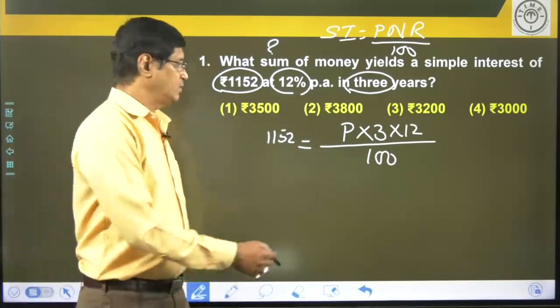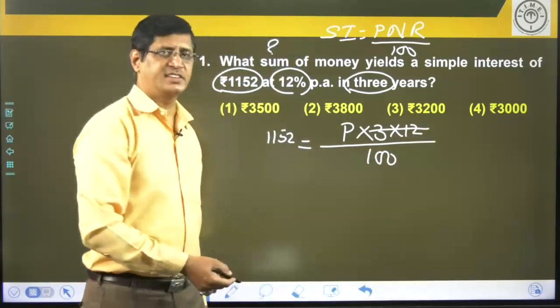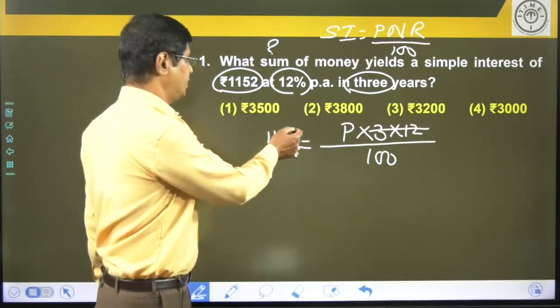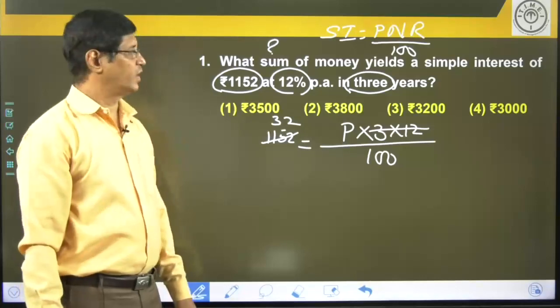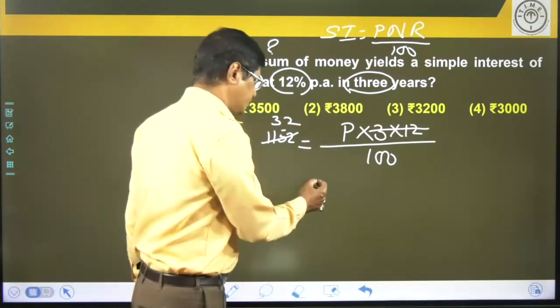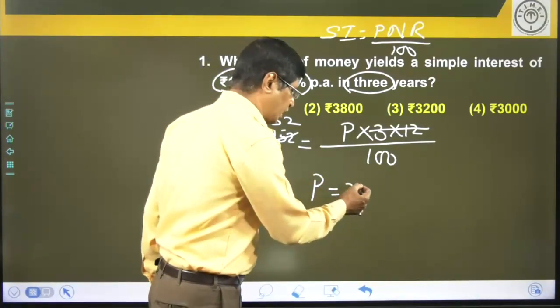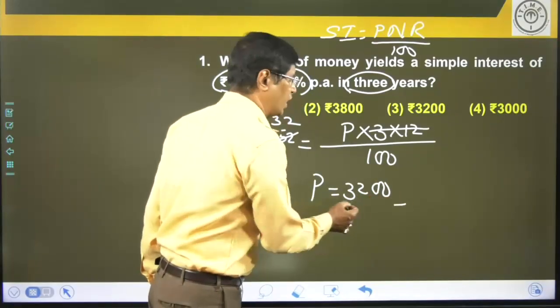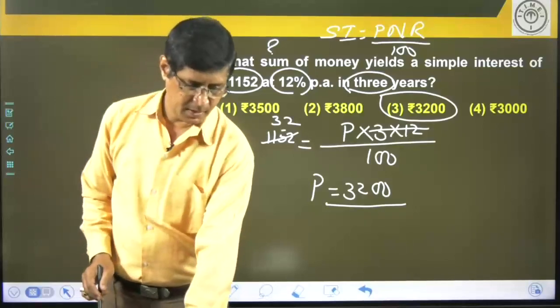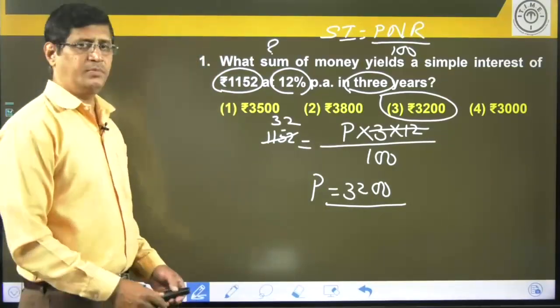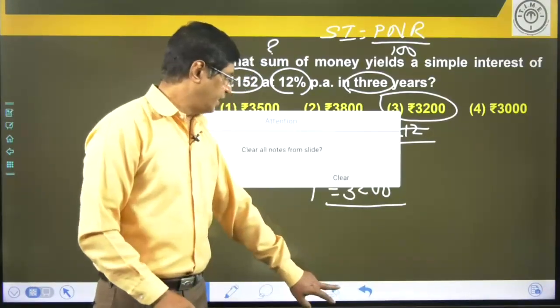3 into 12, it is 36. 36, it goes how many times here? It goes exactly 32 times. So, what is the right answer? P is equal to 32 into 100, that is 3200. Choice 3 is the right answer. Option number 3. Third choice is the right answer.